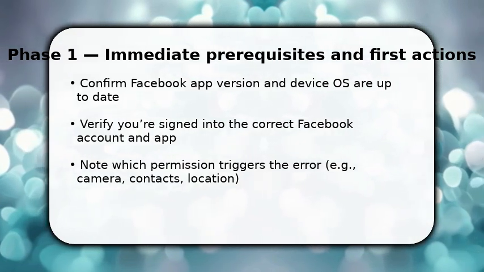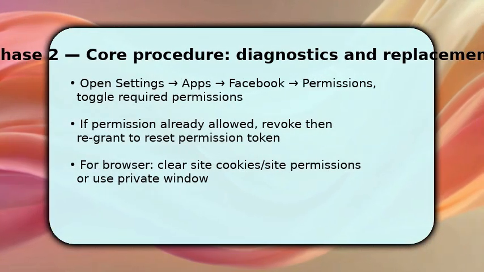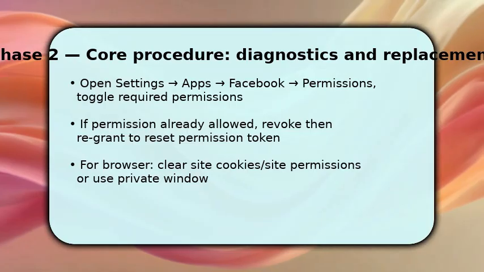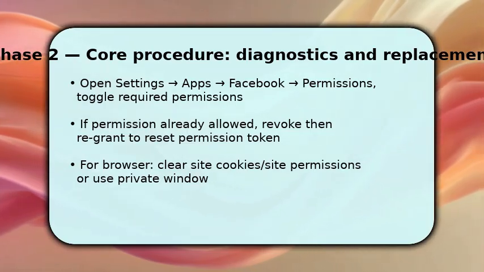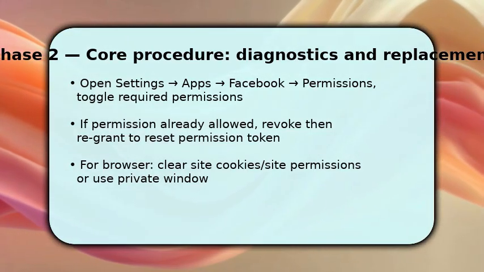Now go to Settings, Apps, Facebook, then Permissions. Toggle the specific permission off and on to force a fresh grant. If a permission already shows allowed but the error persists, revoke it, then grant again. This resets the permission token the app uses.